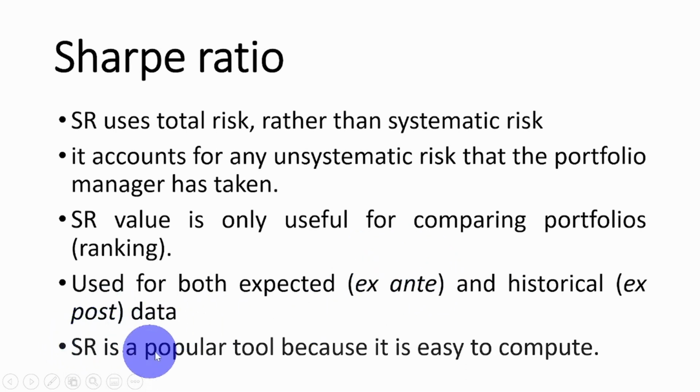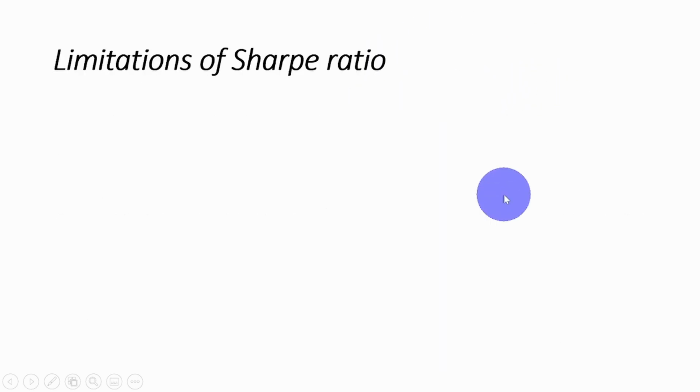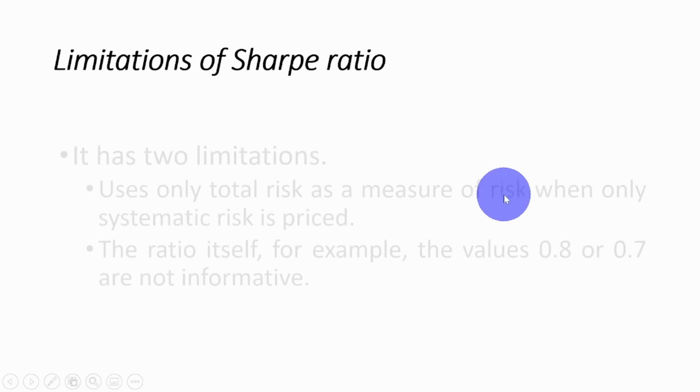And the Sharpe ratio is a popular tool because it is easy to compute. As you can see from the formula, it is the ratio of the risk premium of the portfolio divided by the total risk. Then what are the limitations of Sharpe ratio?